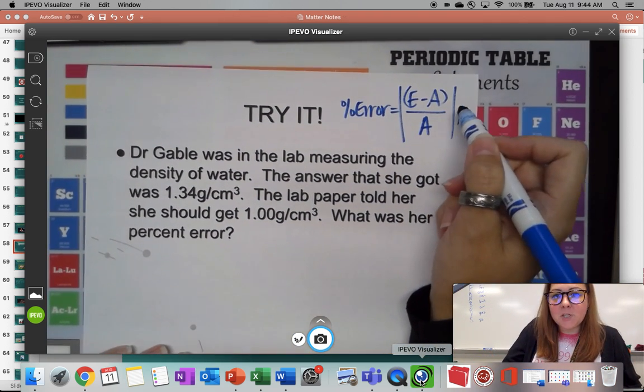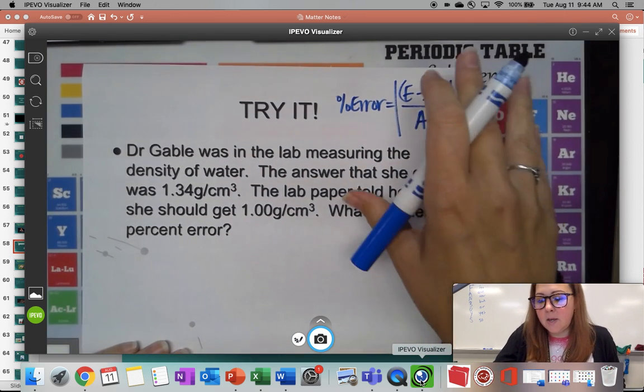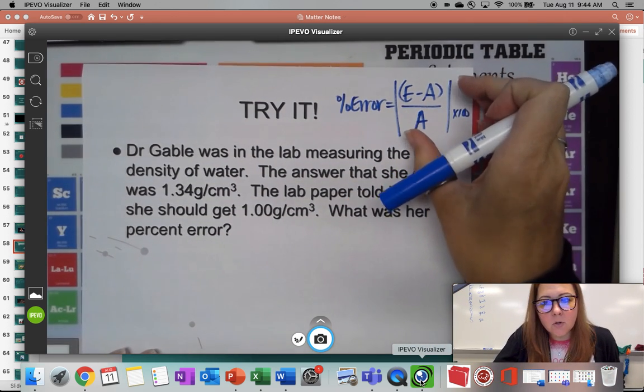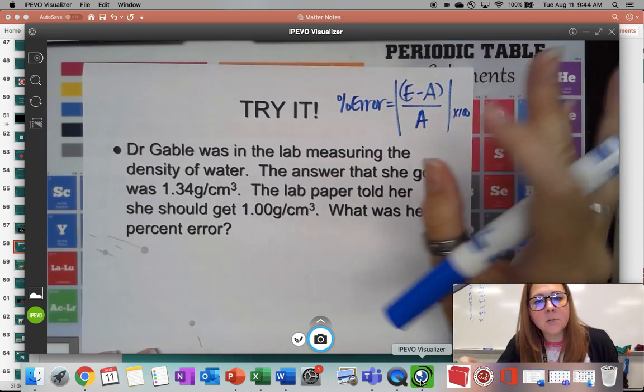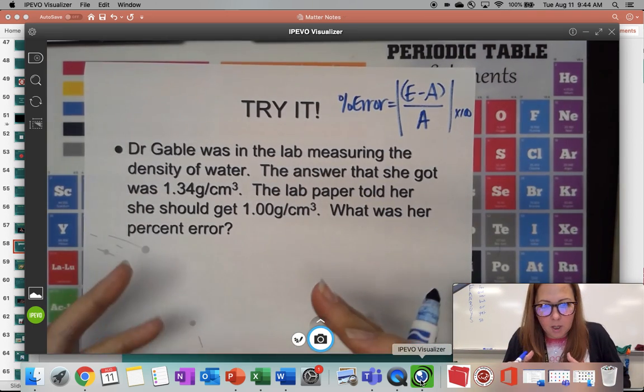So I wrote down my equation up here just so we have it to reference. Again, your equations are going to be given to you. You don't have to memorize those. Writing an equation is not showing work. I want to know where the numbers are actually plugging in.